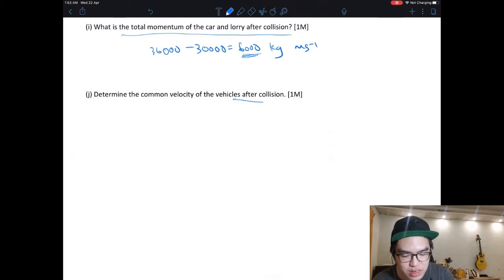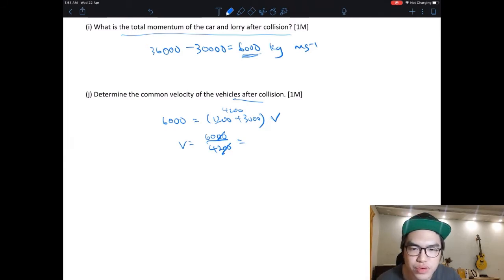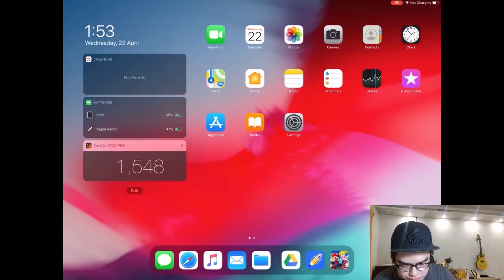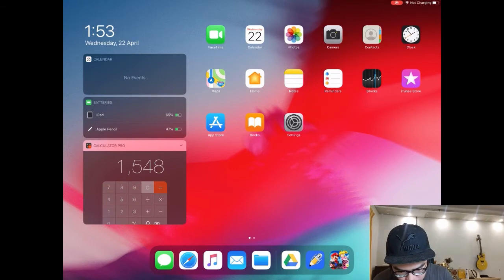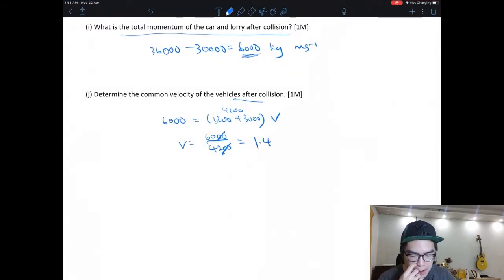So 6,000 equals to what's my mass just now? 1,002 plus 3,000 times velocity. So my mass, this one plus this one, is 4,200. You should get 6,000 divided by 4,200. Okay, 60 divided by 42. You can just calculate it yourself. Let me do it real quick here. 60 divided by 42, 1.43. So that is 1.43 meter per second.